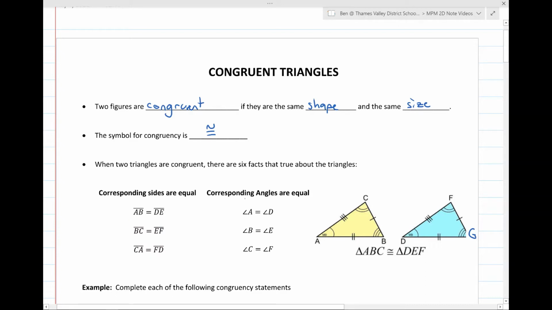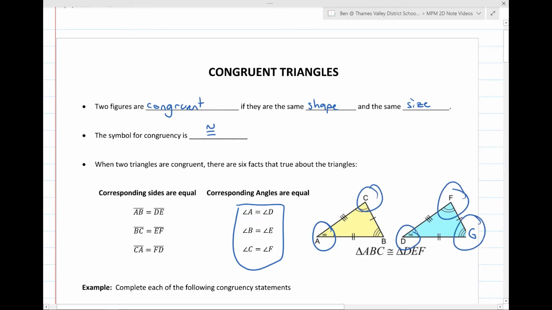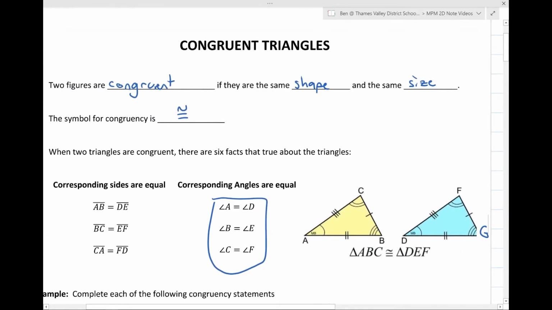Also, what's true is that their angles are going to be equal. So that means that angle A here is equal to angle D, angle C equal to angle F, angle B equal to angle G. Now you can see in here there are different symbols. So this triple line means that it's the same side length as this triple line. This single line, same side length as this single line, and likewise for the double line.